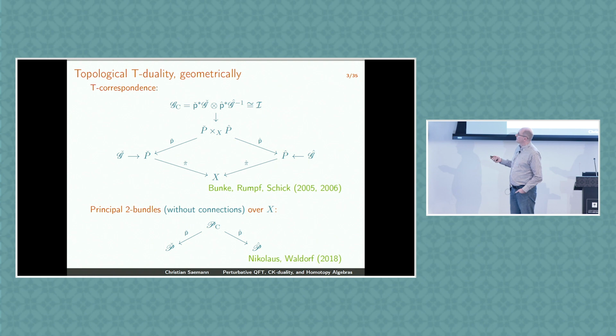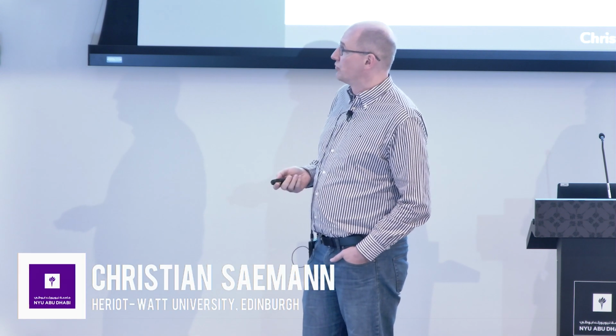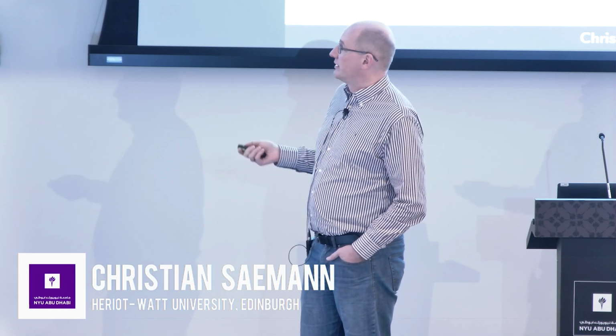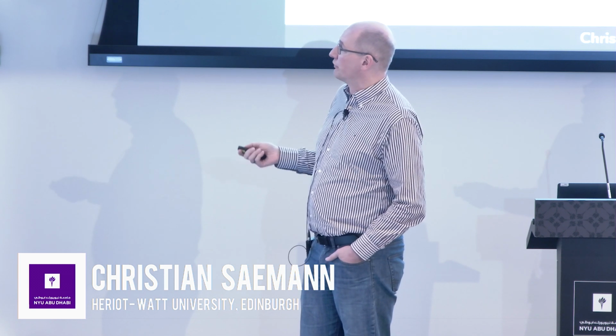And the interesting thing is then that the whole correspondence space picture is also replaced by a principal two-bundle with a particular two-group. And then a T-duality is just a correspondence, a roof, a span of these principal two-bundles. Right? So that's the topological part.